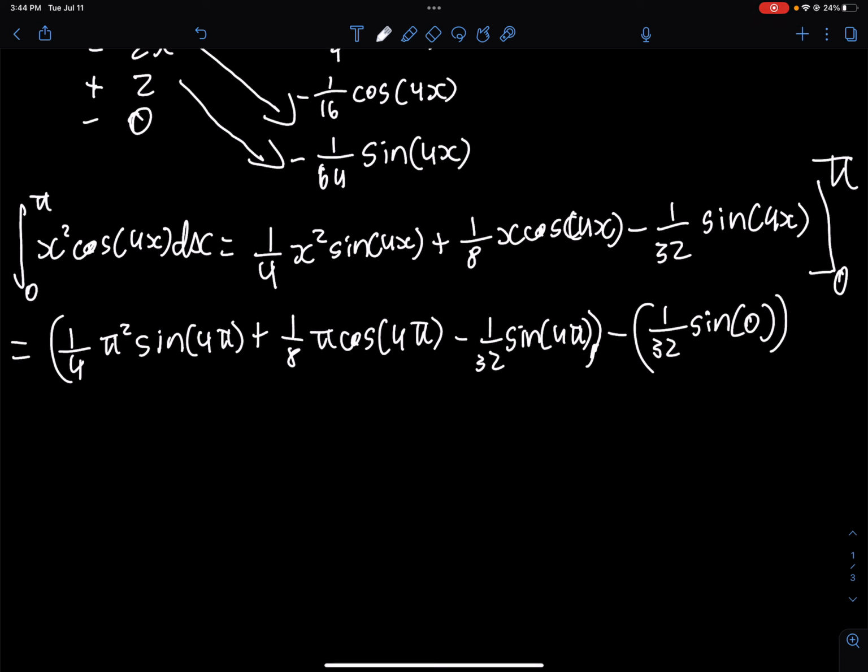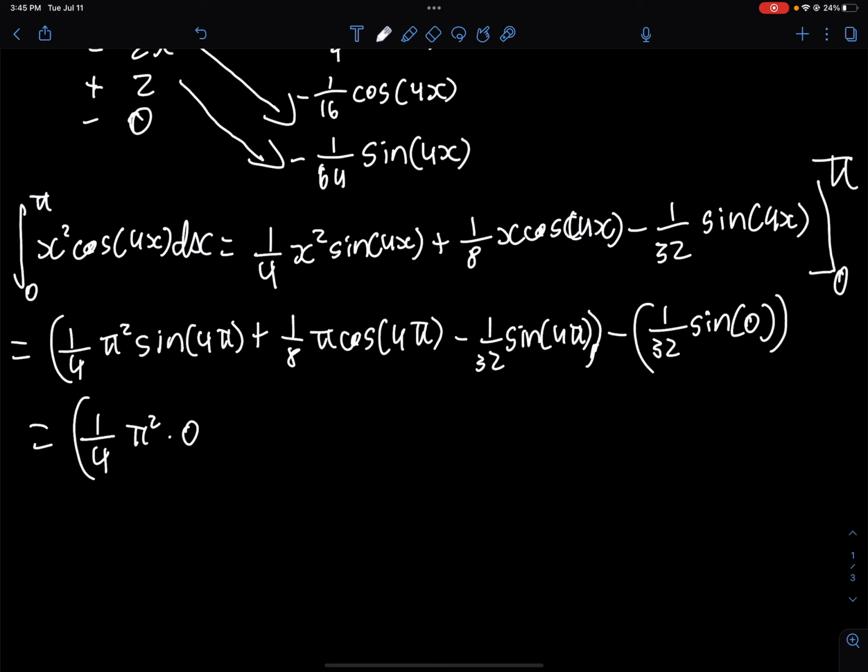So first thing we can do, what is the sine of 4 pi? Well, how do we figure that out? We know that that is just a rotation, because the sine of 2 pi will just repeat. So the sine of 2 pi will be the same as sine of 4 pi, sine of 6 pi, or the sine of 0. And we know that the sine of 0 is 0. So this will be equal to 1/4 pi squared times the sine of 4 pi, which is 0.